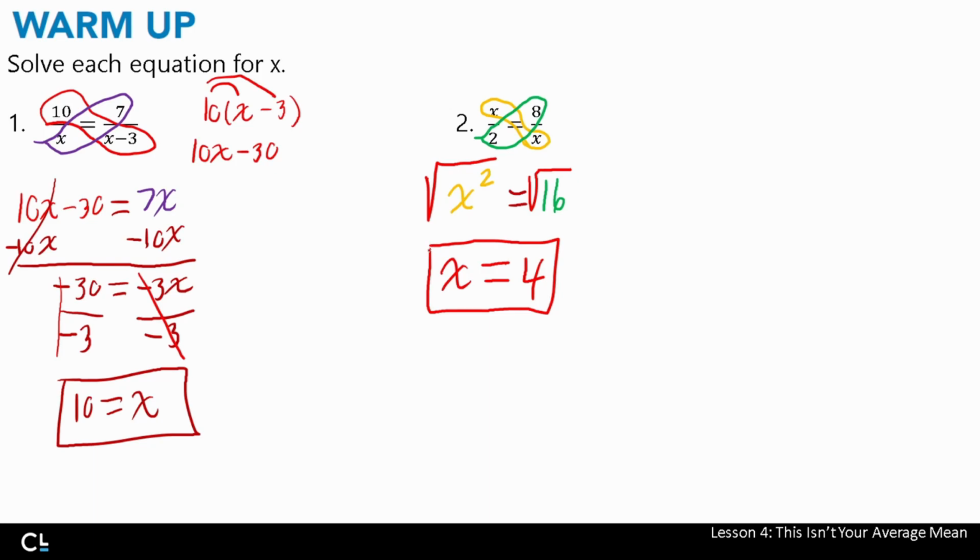Awesome. Now, this was just a little bit of an algebra review to get us into today's lesson. We're going to be using tactics like this to solve some problems for proportions that we come up with.